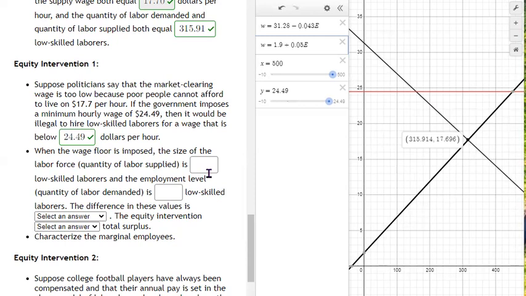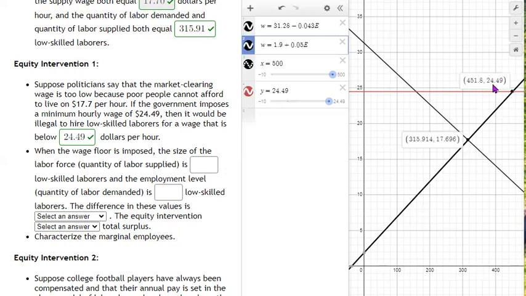Okay. Now, when the wage floor is imposed, the size of the labor force is the number of people who want a job at 24.49. Here's the wage 24.49. This is the number of people who want a job at that wage rate, and that number is 451.8.